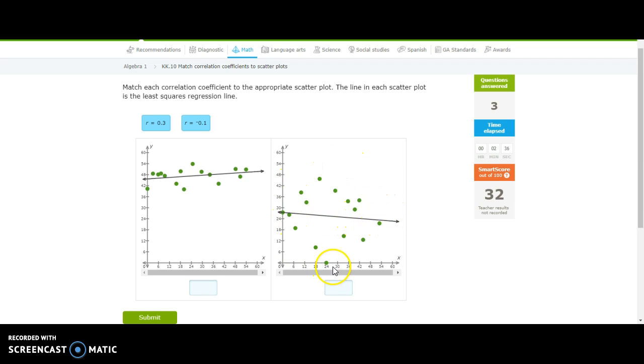This one over here on the right is also more widely scattered than the one on the left. So I know that this one where I'm pointing is going to have a correlation coefficient pretty close to 0 because it's so scattered. So that means that this one, the -0.1, that's really close to 0, and it has the negative relationship that I'm looking for as well.